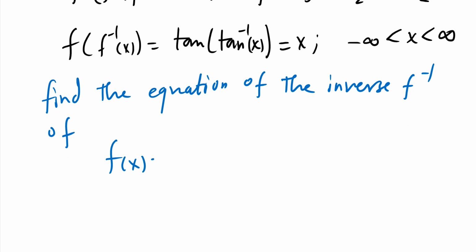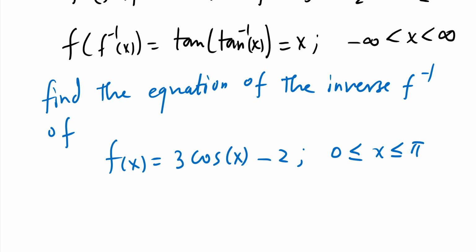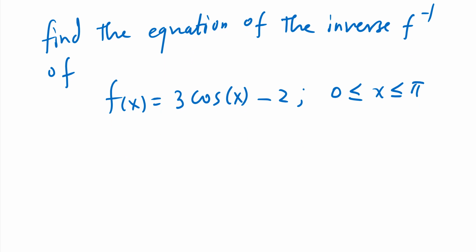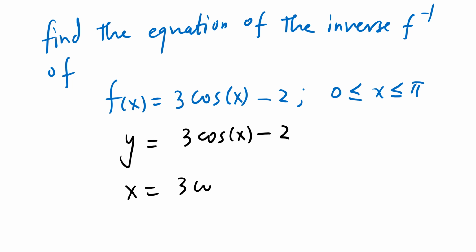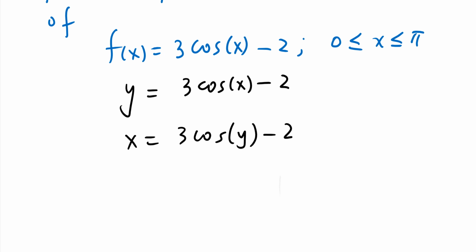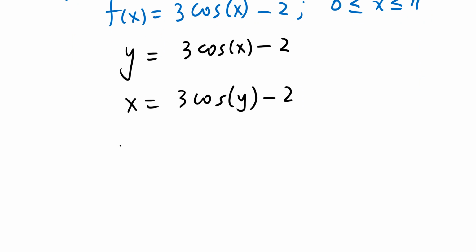Find the equation of the inverse f negative 1 of this function. Let's say f of x equals 3 cosine x minus 2, provided x is from 0 to pi. So how do you find the equation of the inverse? Two steps. Switch x and y and solve for y. So y equals, that's what f of x means. Switch x and y. So x equals 3 cosine y minus 2. I switched x and y. And now how do we solve for y? The first step is add 2 to both sides. Divide by 3.